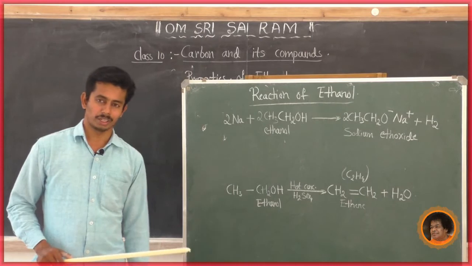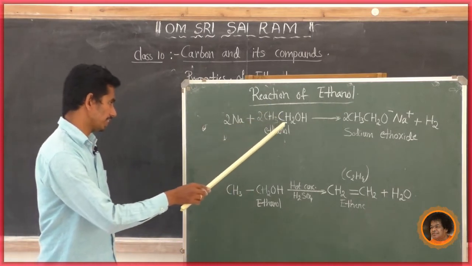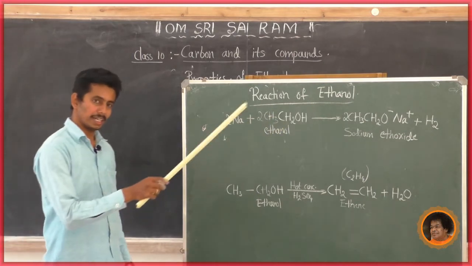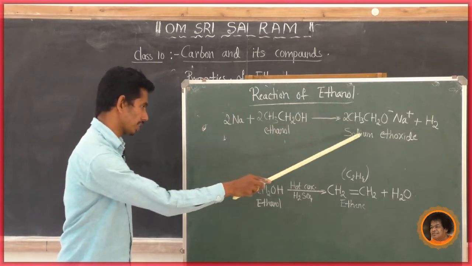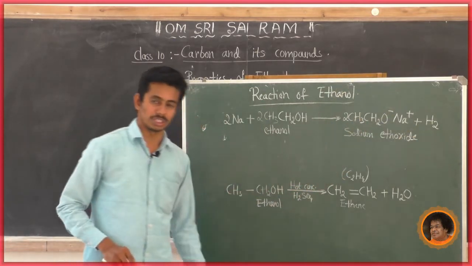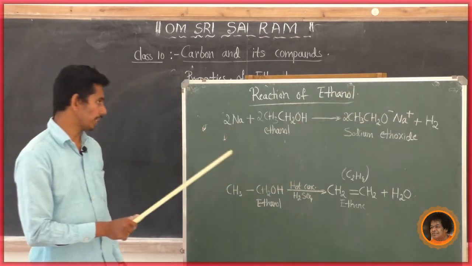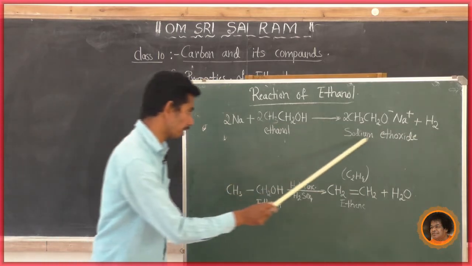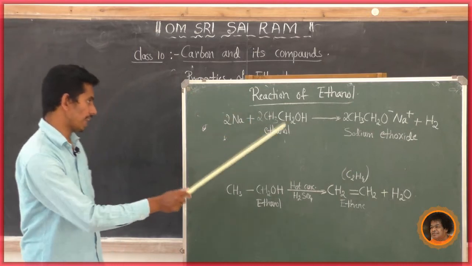Reactions of ethanol. What are the reactions? When ethanol reacts with sodium, a metal, it gives the product sodium ethoxide and displaces hydrogen. So sodium reacts with ethanol, it produces sodium ethoxide and displaces hydrogen. This is the reaction between sodium and ethanol.